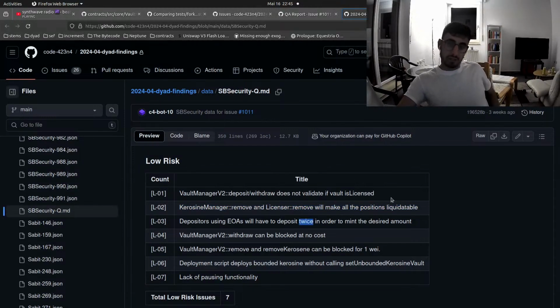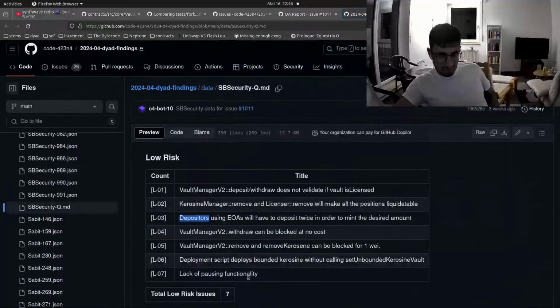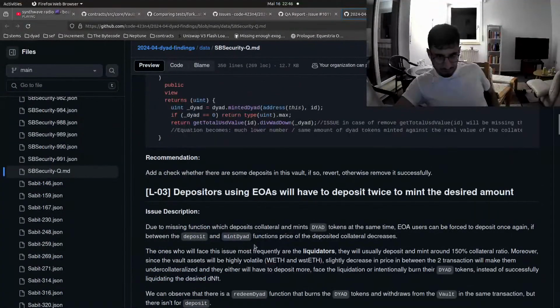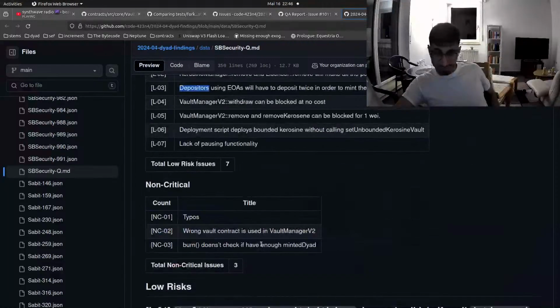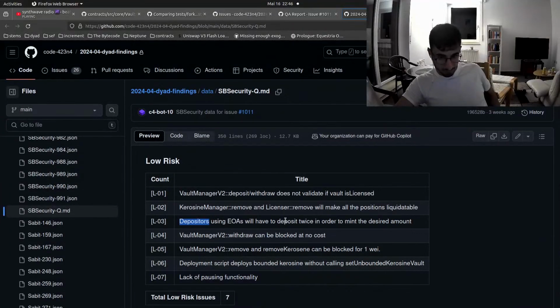Deposit withdrawal does not validate if vault's license, currency manager remove and licensor remove and make all the positions liquidatable. This is controlled by the multisig. Depositors using a way to estimate to bound. Depositors using EUA would have to deposit the exact amount. What? L3. Oh. Yeah, there's monthly call for that. Can be blocked at no cost. Okay.